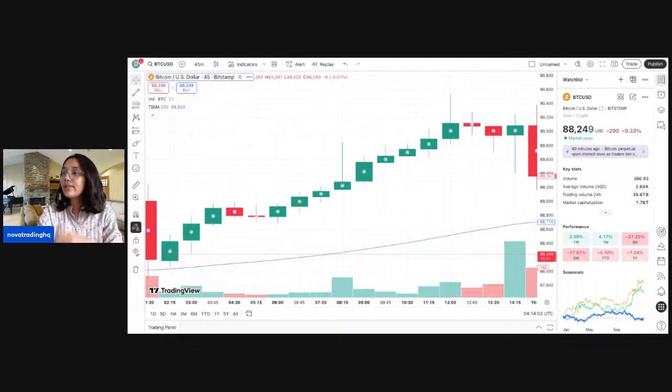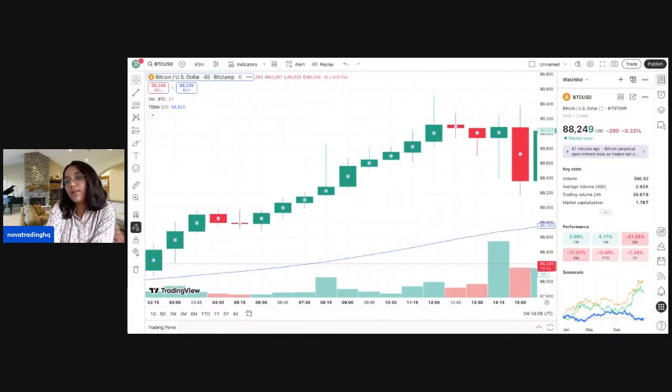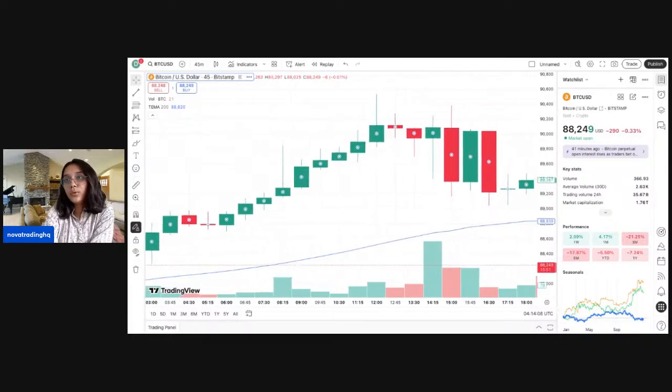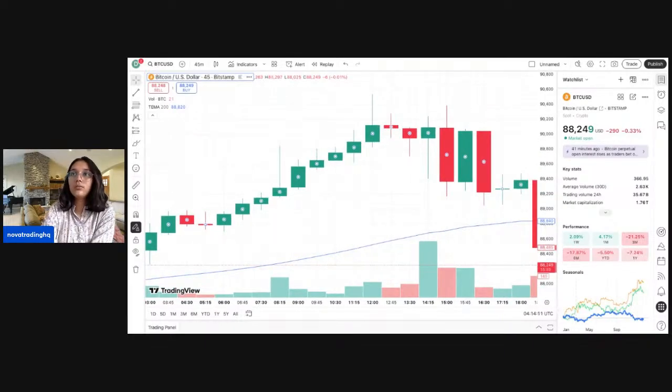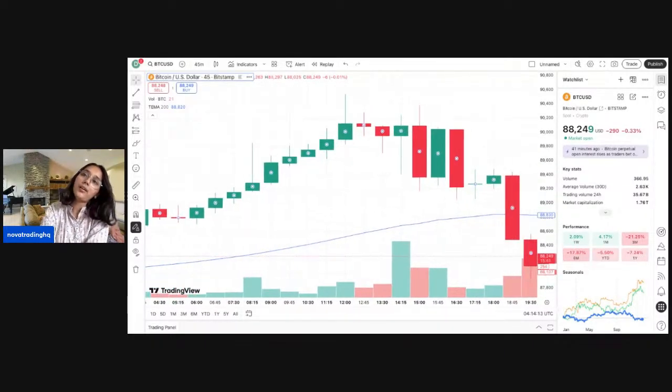Now the next candle is interesting. It's a doji, and a doji is the indecision candle. You can see it's a doji. You will see another doji right after two candles of the current candle. So what does this doji basically mean? Let's understand this first.